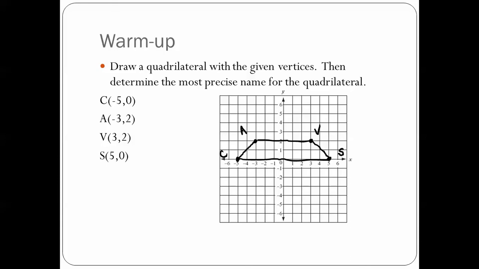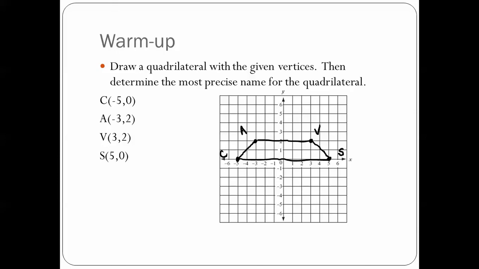So here we go. I plotted the points and connected the dots. And I have what looks to be like a trapezoid. But again, it's asking for the most precise name. So is this just a trapezoid, or is this an isosceles trapezoid?